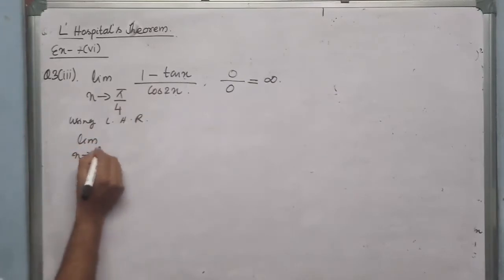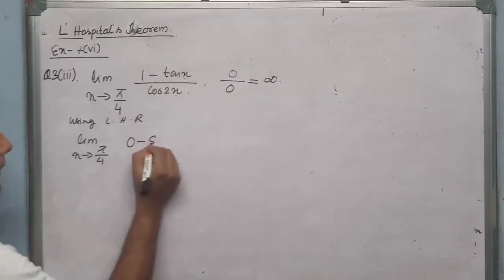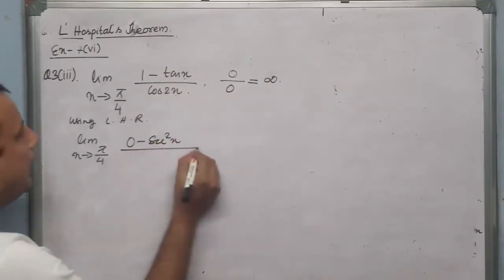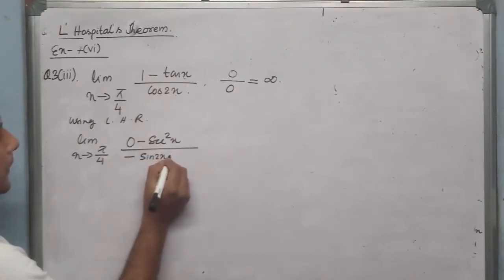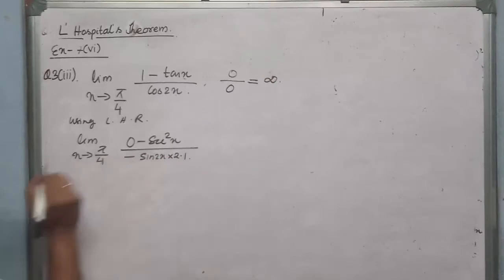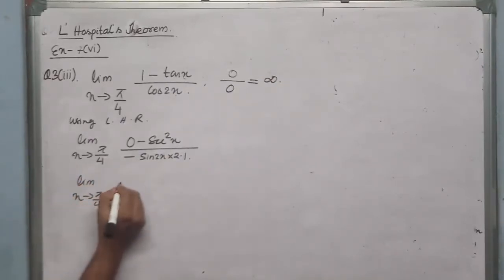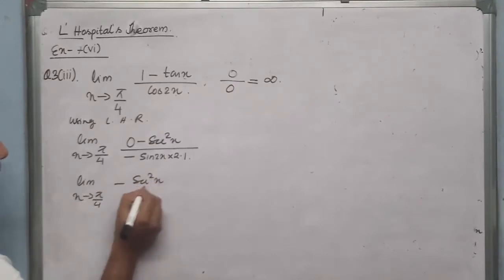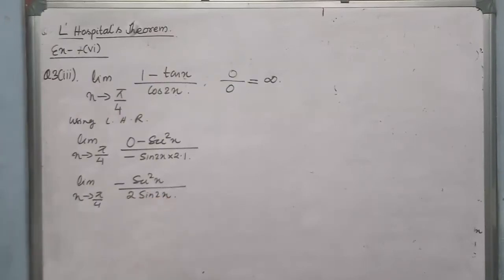Limit x tends to pi by 4, derivative of 1 is 0, minus derivative of tan x is sec square x, and derivative of cos 2x is minus sin 2x into 2, derivative of x is 1. Limit x tends to pi by 4, minus sec square x over 2 sin 2x. Sec 45 degrees is root 2. That's it, maximum chance that we'll get the answer over here. Oh, sorry, minus gets cancelled.